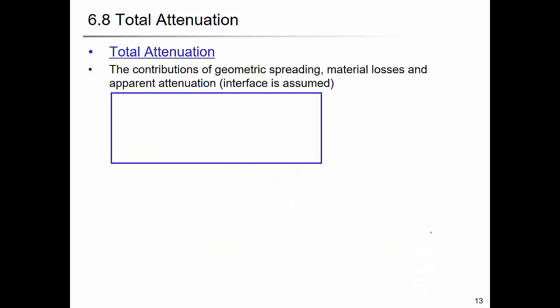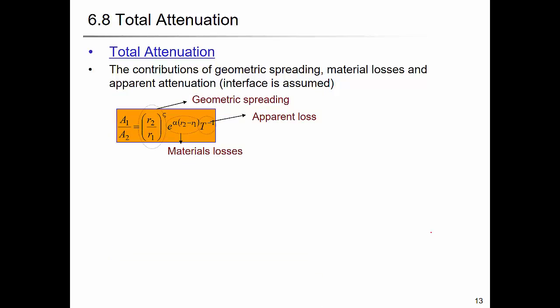So the total attenuation is the sum of geometric spreading, material intrinsic loss, and the apparent attenuation. Here you can see that the amplitude change A1 over A2 is the geometric spreading times the material loss times the apparent loss.